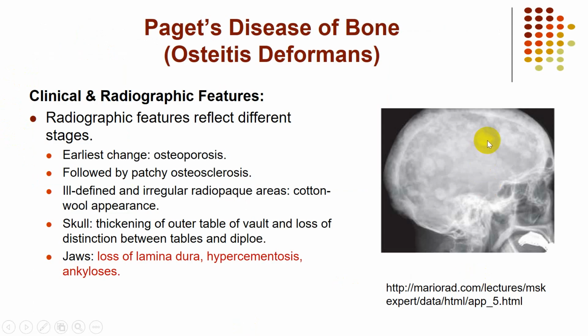Look at these patches here: a white patch, another white, and a third one, fourth, fifth, sixth. A lot of white patches mixed with radiolucent areas. So I would go more with the second stage of the disease in this picture.